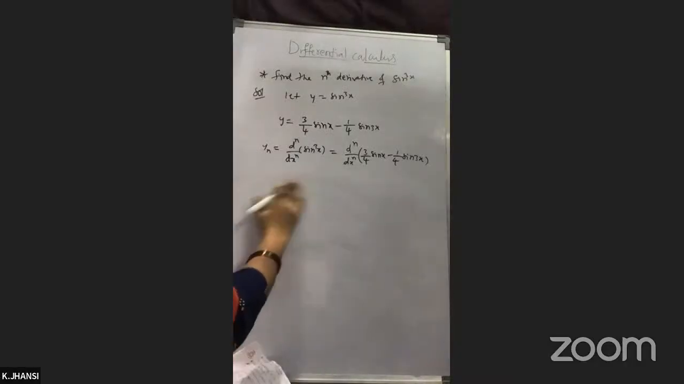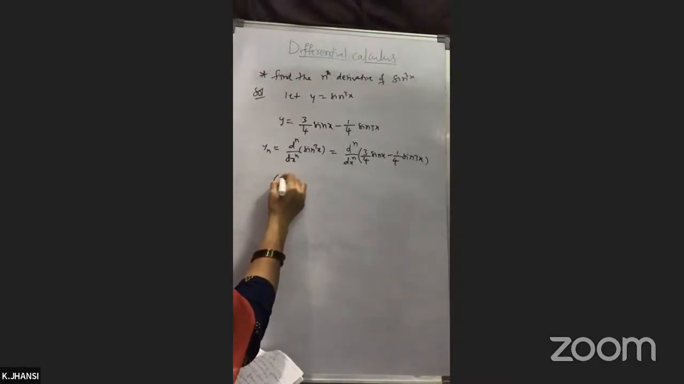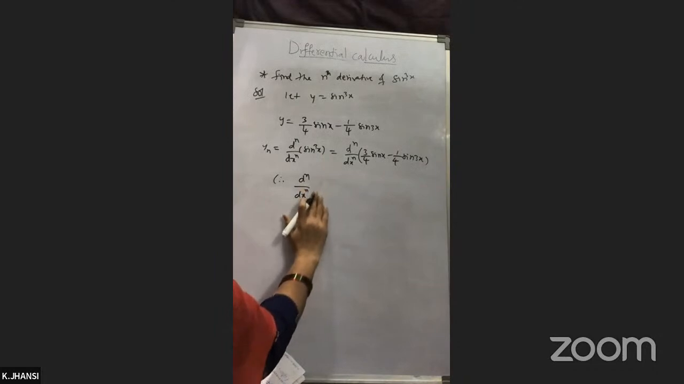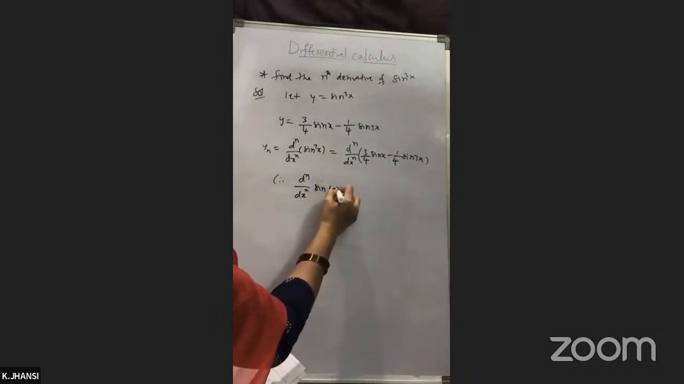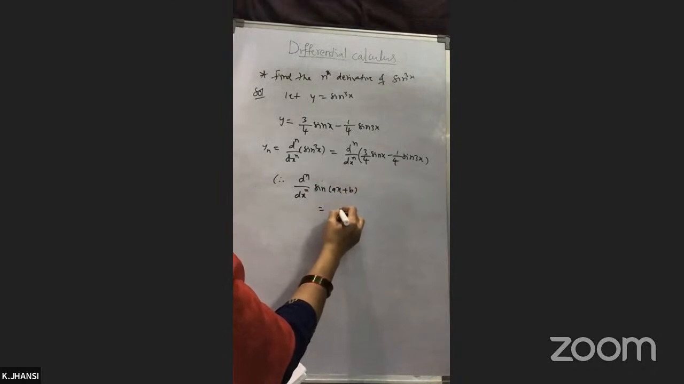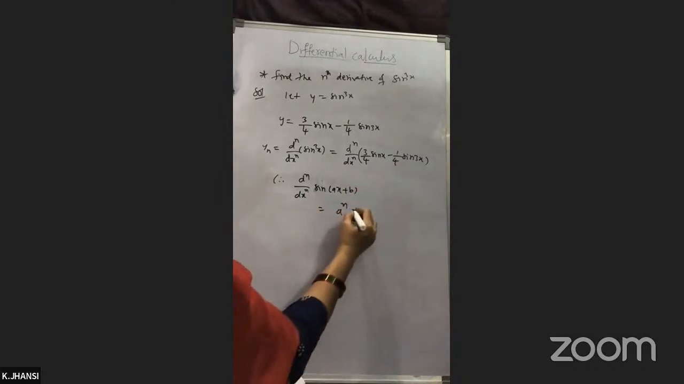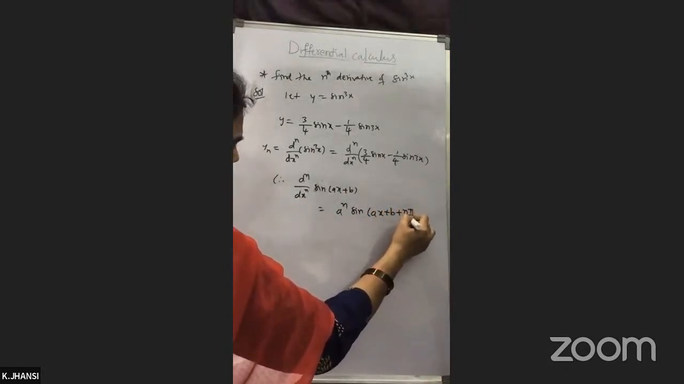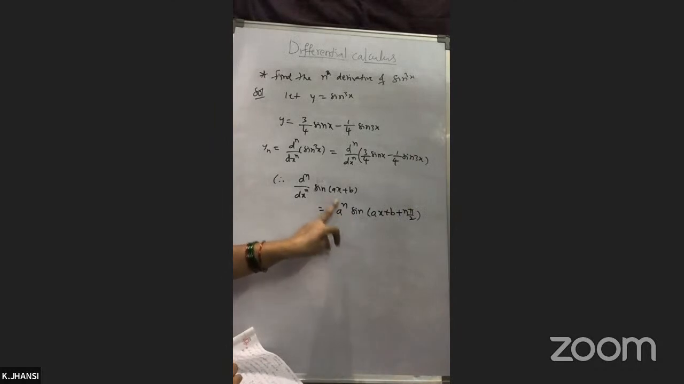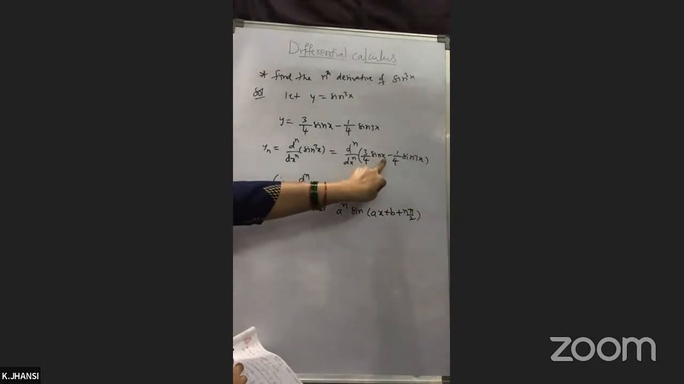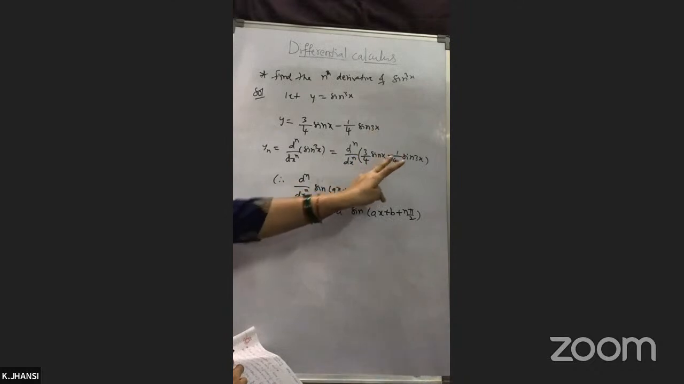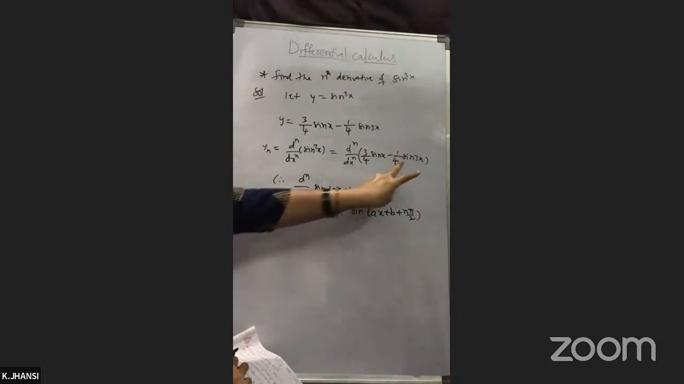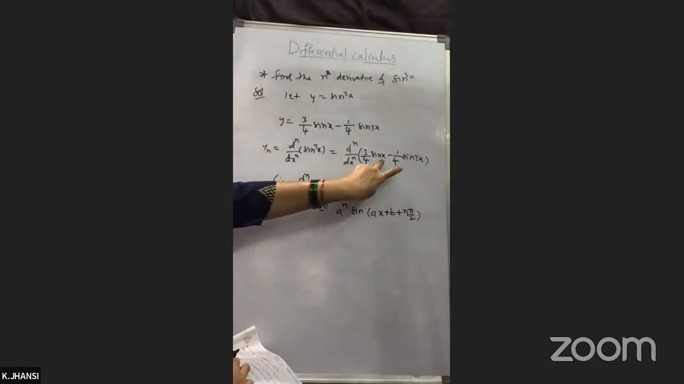So from the standard formulas we have, d to the power of n by dx to the power of n of sine of ax plus b is a to the power of n sine of ax plus b plus n pi by 2. This is the formula for the nth order of sine ax plus b. Here we have only ax, but the b value is not there. Whenever it is not there, we can consider the b value as 0. Here we have a value as 3, and here we have a value as 1.